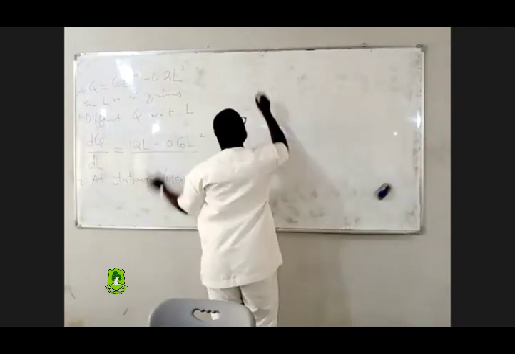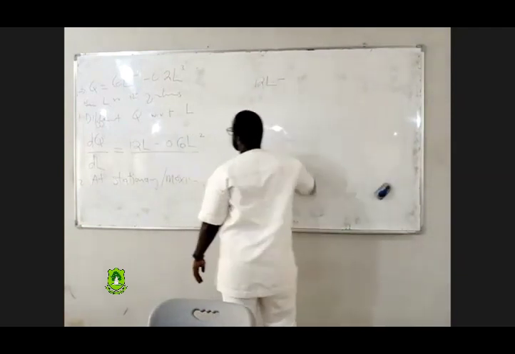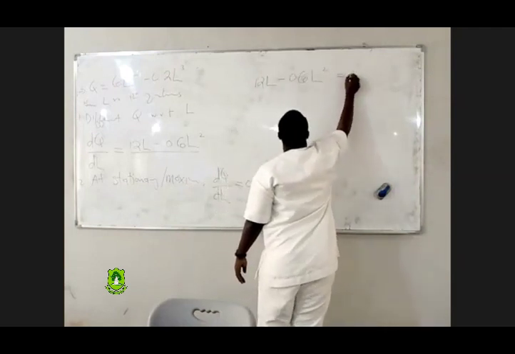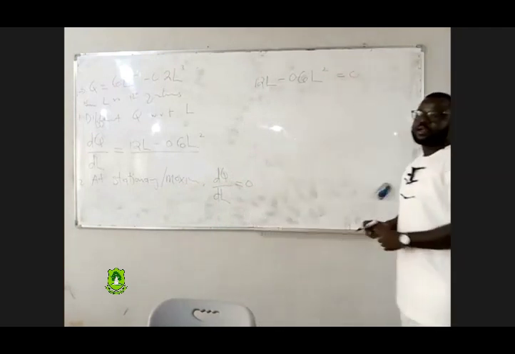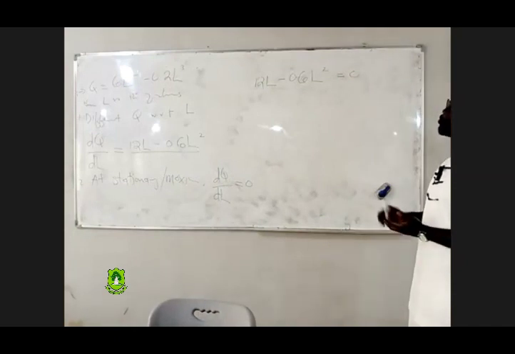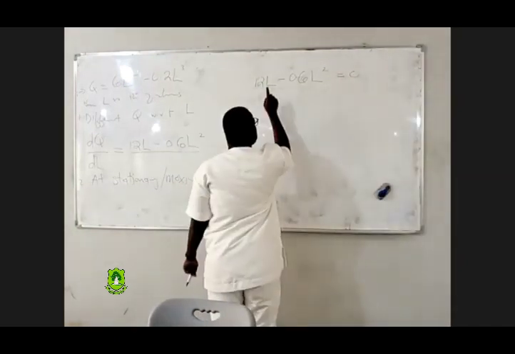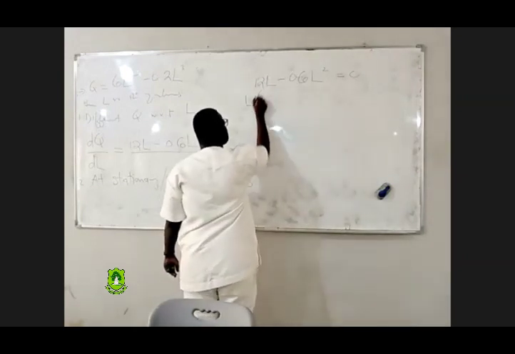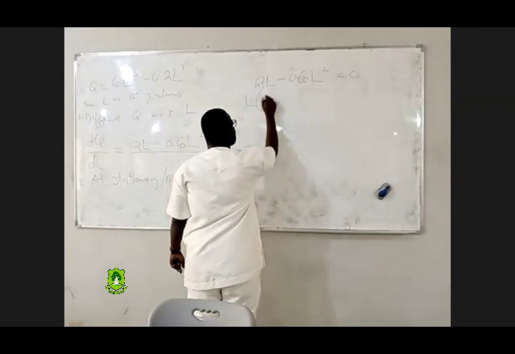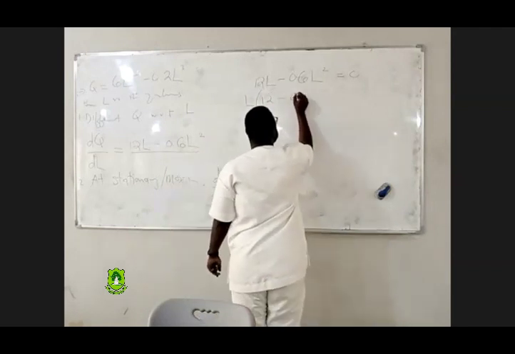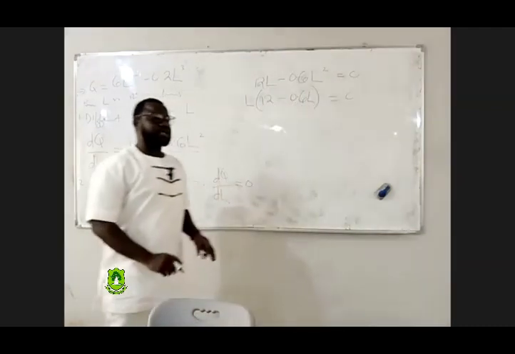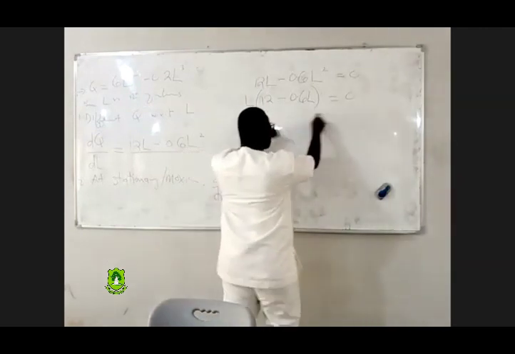So we are just equating this particular equation, which is 12L minus 0.6L square, equal to 0. Now let's make progress. So we can factorize and take the L out. What will be here? 12 minus 0.6L is equal to 0. In this particular case, this times this should be equal to 0.